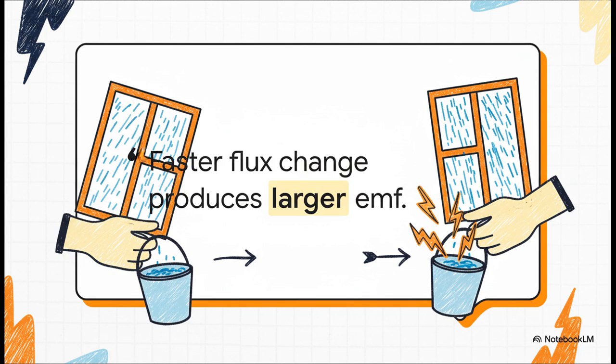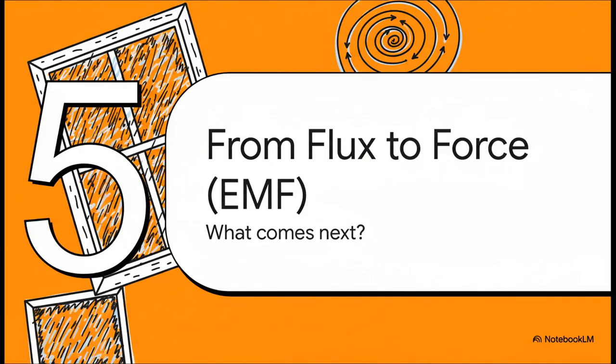And that right there is the core takeaway from this whole problem. If you remember nothing else, remember this little phrase. A faster change in magnetic flux gives you a bigger induced voltage. It's that direct. So we have totally mastered flux. We know what it is, we know how to calculate it, and we know the 3 ways to change it.